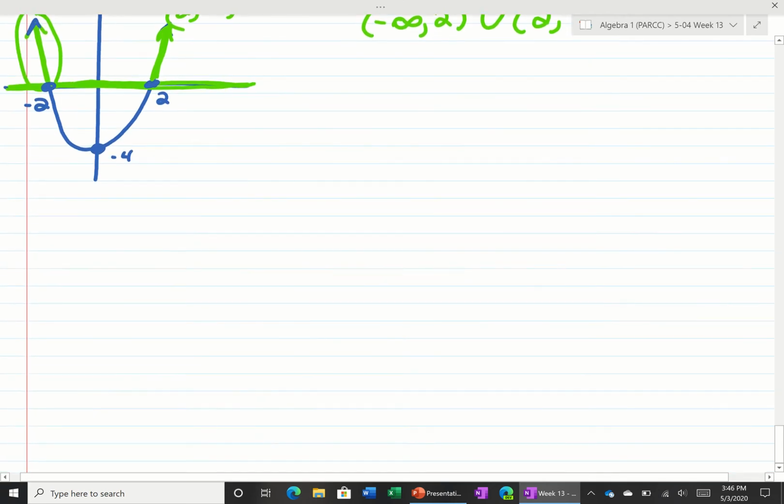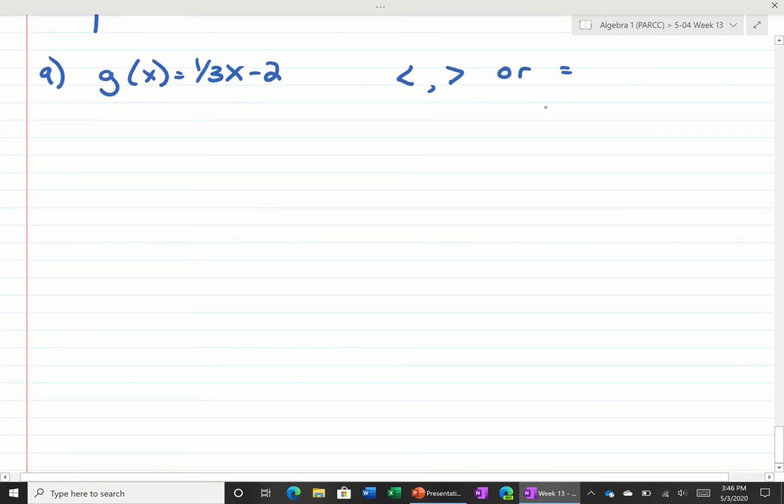Alright, so the last problem, number 9, it's saying, given the graph of f of x in problem 8, and the equation g of x is equal to 1/3 x minus 2, compare the following values with a less than, greater than, or equal to sign. And just in order to do this, I'm going to draw what f of x is. F of x was this graph.